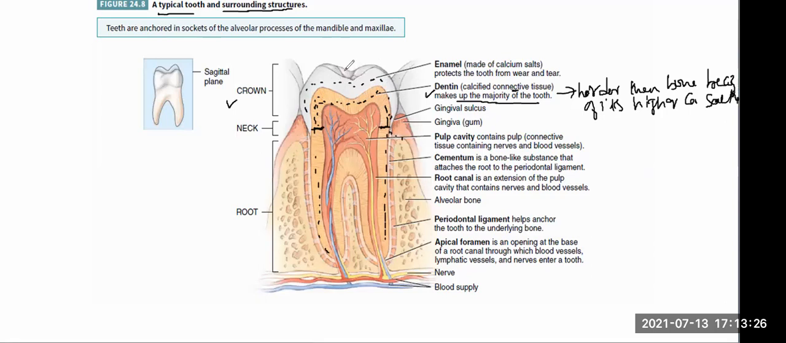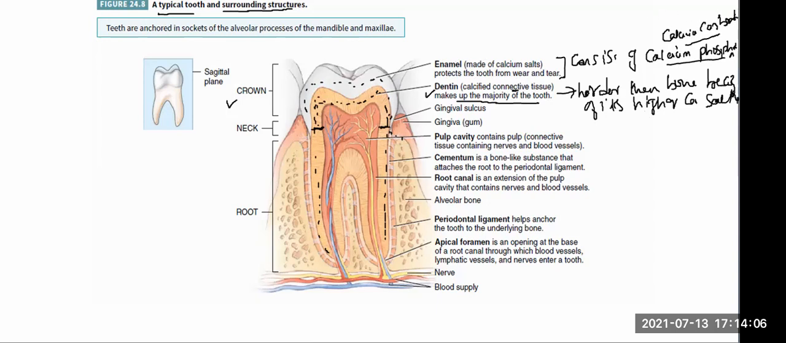And this primarily consists of calcium phosphate and calcium carbonate, right? So this consists of calcium phosphate, and you have calcium carbonate. You have calcium phosphate and calcium carbonate in enamel, right?